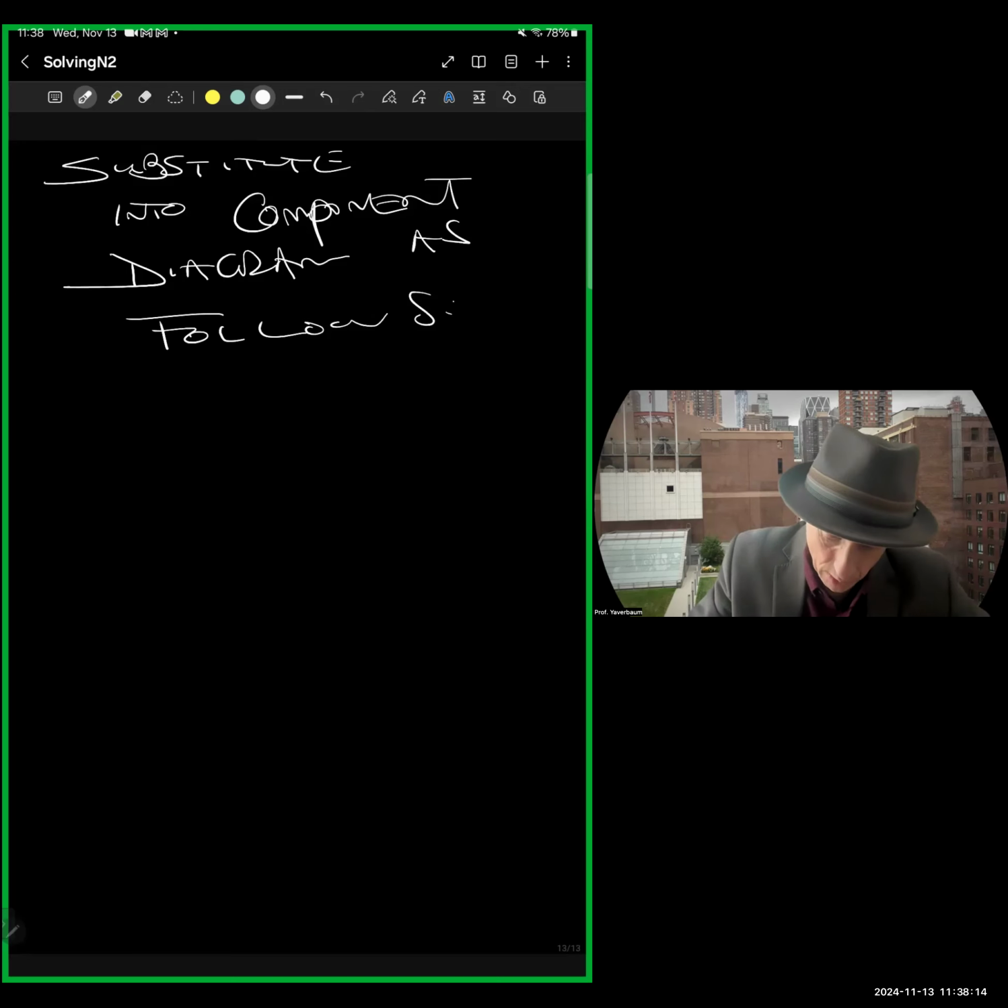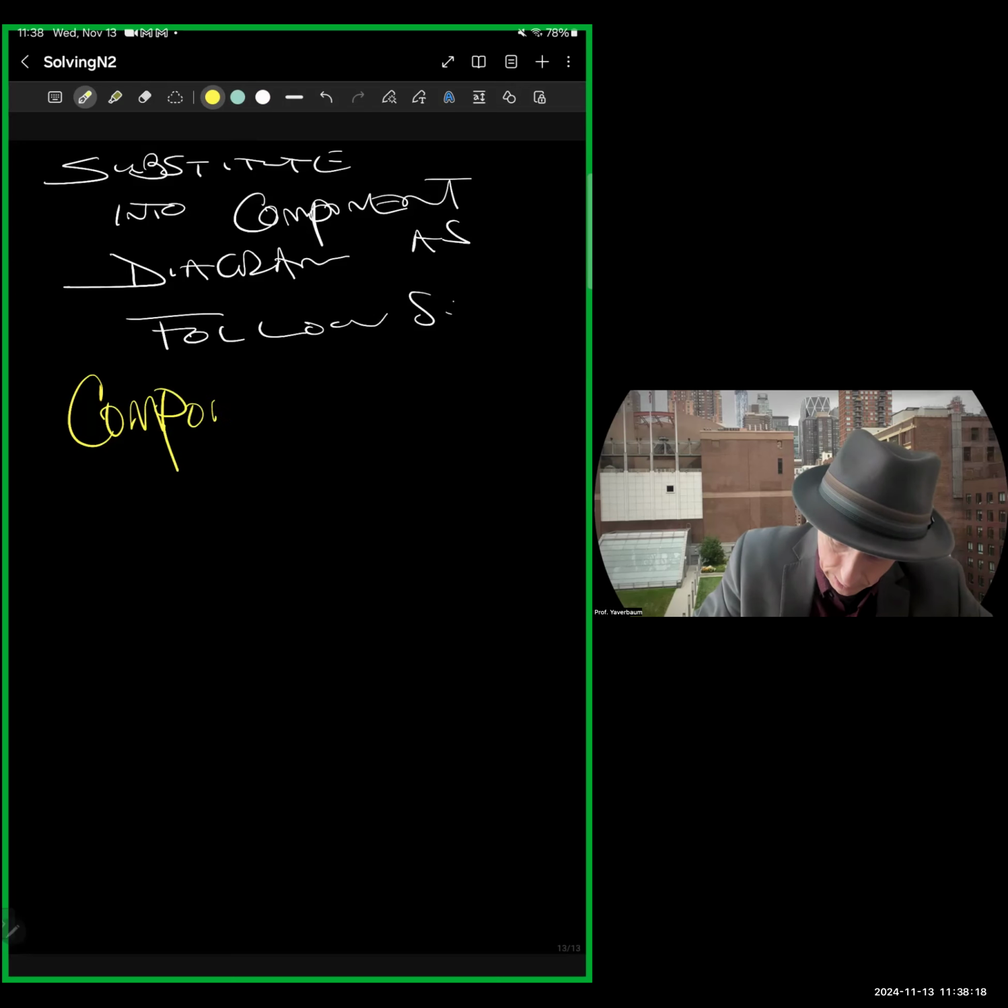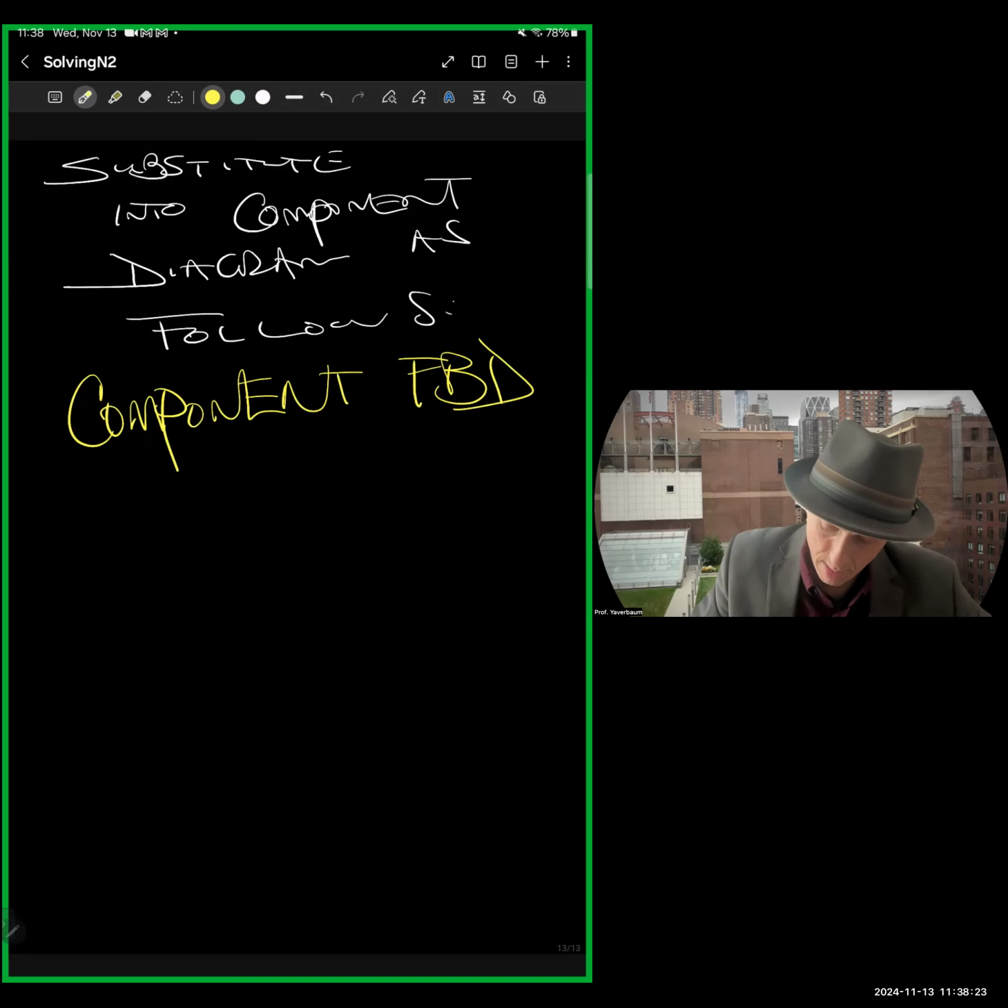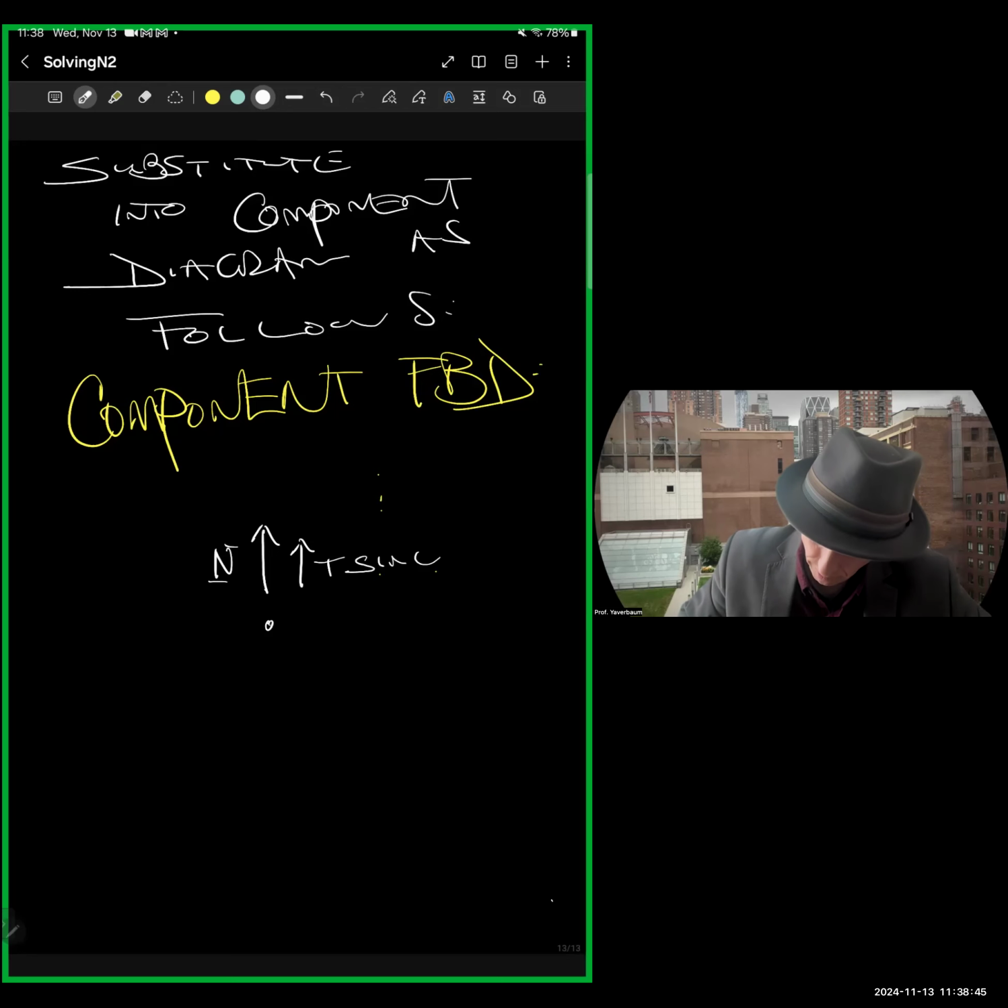Here's the component diagram. Wait, let me make this clear. Sorry.